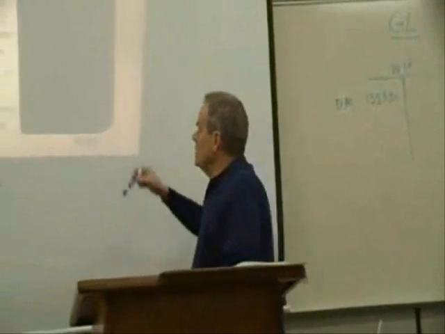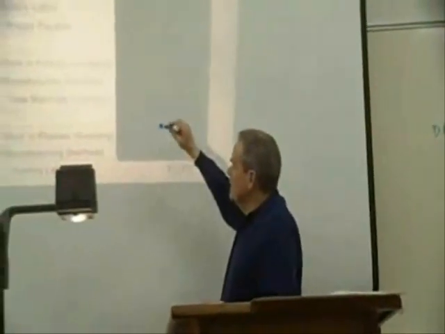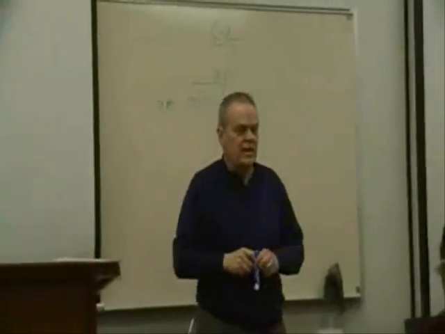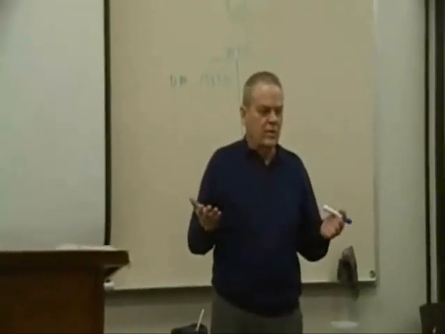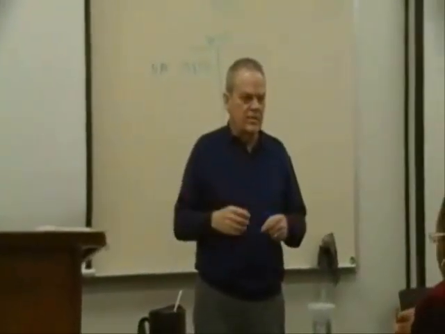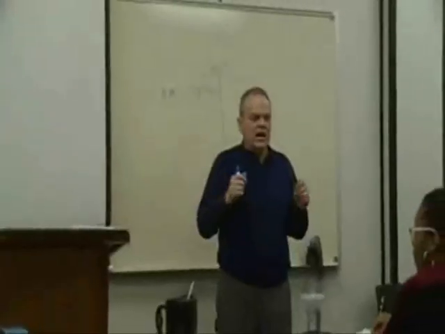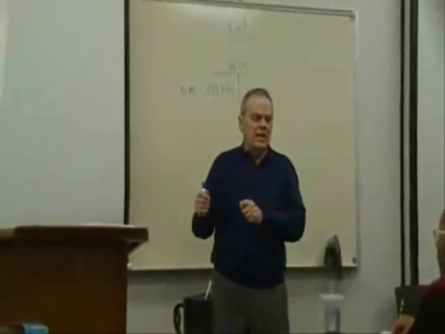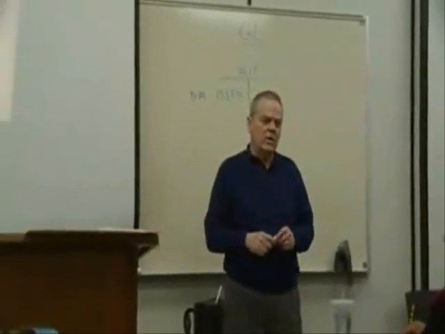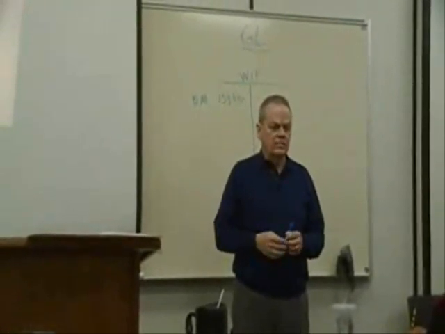Brandy says debit work in process for direct labor, debit manufacturing overhead for indirect labor. Now, which is the easiest number to get? Indirect, because there's only one of them. It's given. How much? 7,300 was incurred to employees that helped in the factory in a general capacity. Their efforts were not traceable to any one particular job on which they worked. They helped.